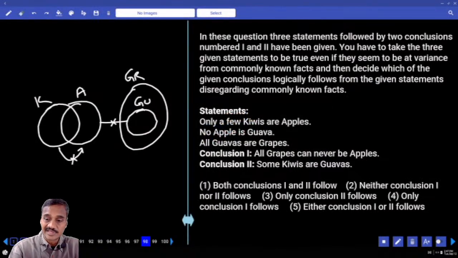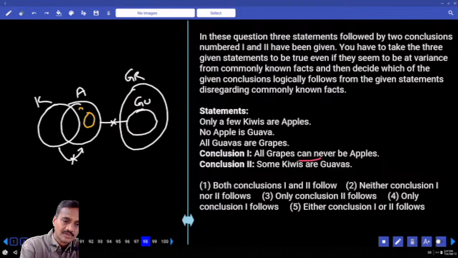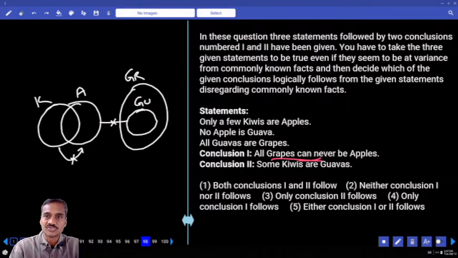Now tell me whether it can be apple or not, tell me. All grapes. Can I bring all these grapes under apple, like this grape? Now if you bring grape like this, guava must also be part of this one, and no guava is apple will become false. Hence, here he is claiming that all grapes are apples is not possible. For me also it is not possible. Hence his claim is true or false?